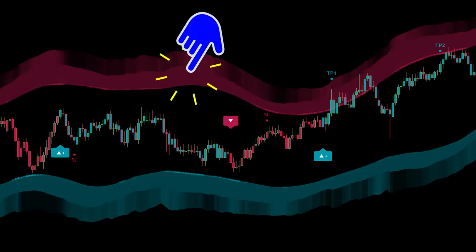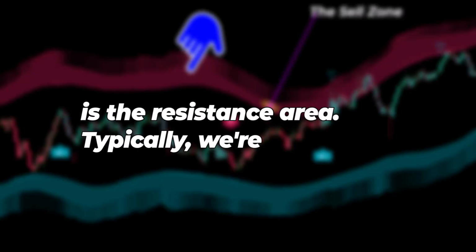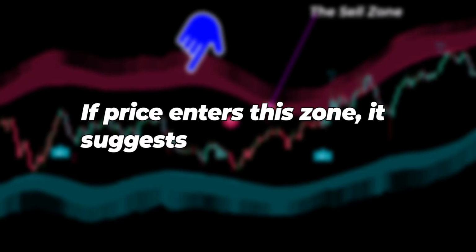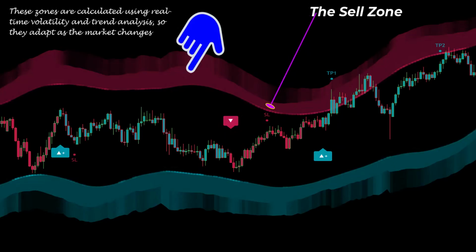Again, we have the red zone, or the sell zone. This is the resistance area, typically where sell pressure increases. If price enters this zone, it suggests a potential short opportunity. These zones are calculated using real-time volatility and trend analysis, so they adapt as the market changes.